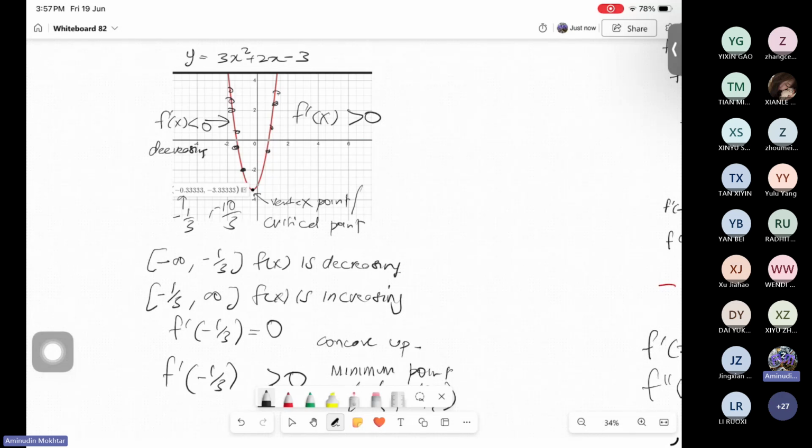Okay, that's one of the examples related to the critical point. When we're talking about the critical point, that refers to the maximum or minimum point.